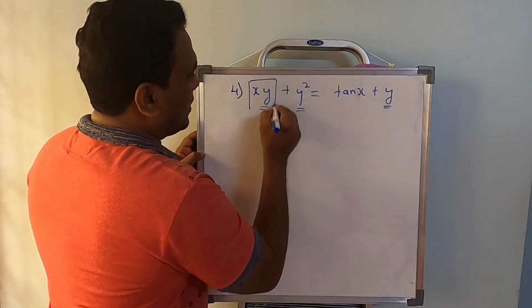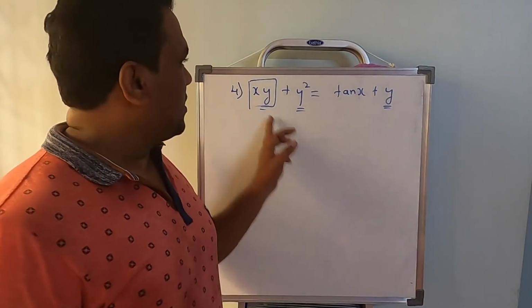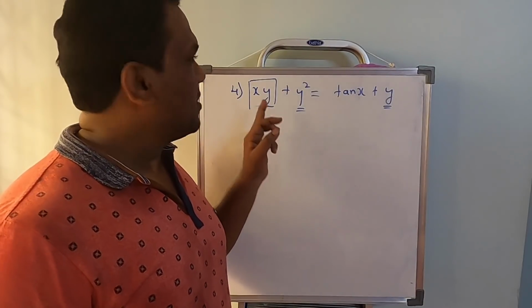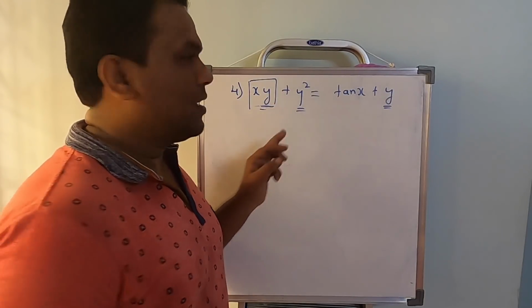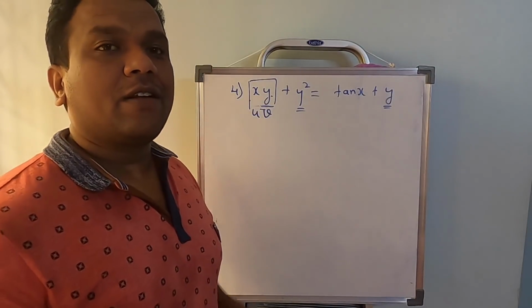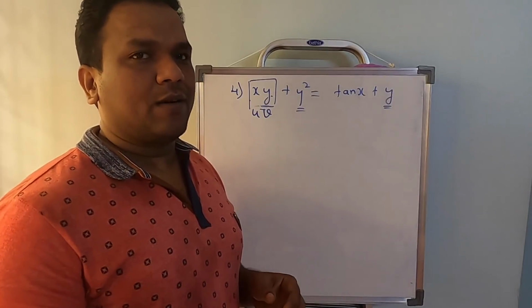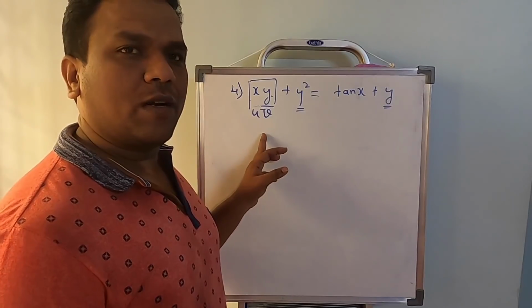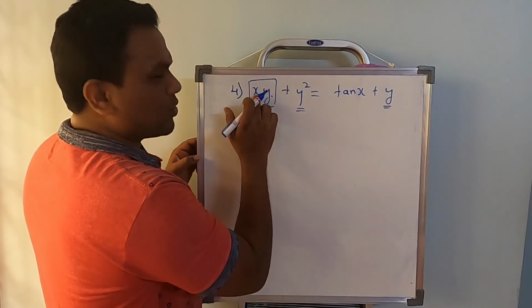One important thing, let me tell you. xy. x is a variable, y is also variable. So that means product of two variables. So to differentiate this, we need to apply product rule. Whenever you get x, y together, just remember to apply the product rule and then proceed. So product rule has to be applied.